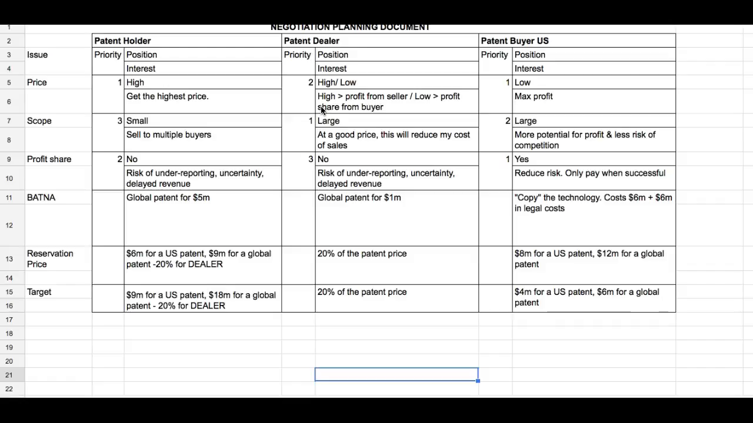But there's uncertainty, because as the patent holder we don't know whether or not. What's more important, we cannot control whether the patent buyer will actually make that kind of profit. So it's uncertain to the patent holder.